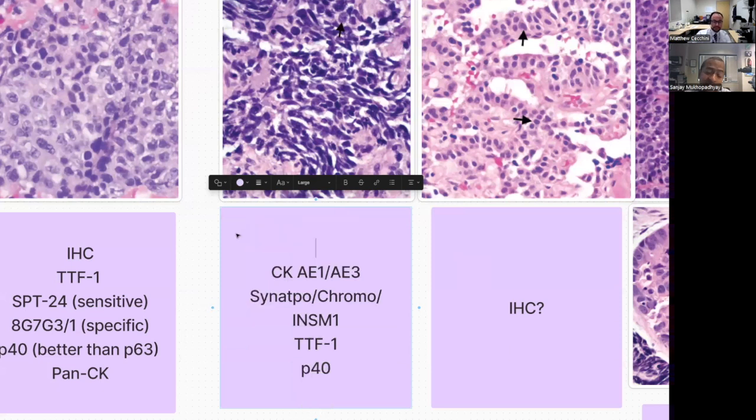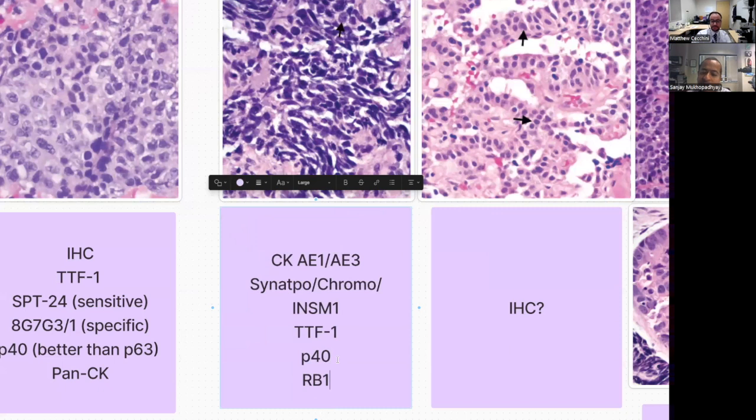And nowadays I've started doing an RB1, which is nice. A loss of RB1 sometimes helps you when there's a disagreement about morphology. And I feel my colleagues and I are both more likely to call something small cell if RB1 is lost and the morphology is borderline. So yeah, this is my panel, Matt.